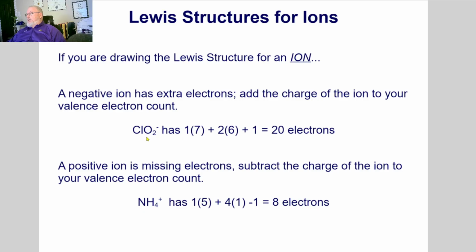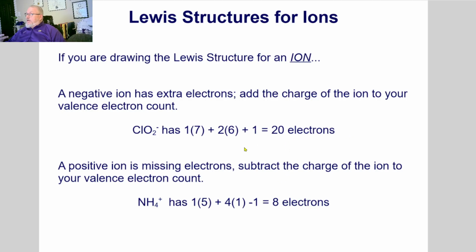For instance, chlorite, ClO2 1 minus. So you've got chlorine, there's 7 of those. You've got 2 oxygens, 2 times 6, and you have a 1 minus. That's 1 electron. So that's 7 plus 12, 19, plus 1, that's 20 electrons.